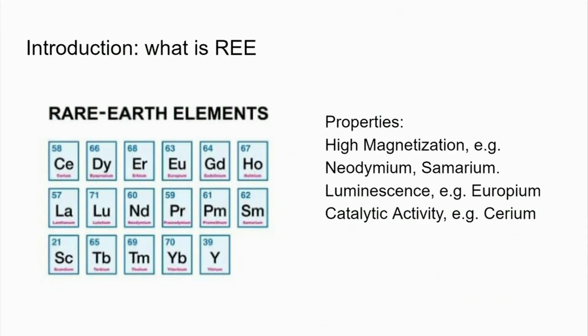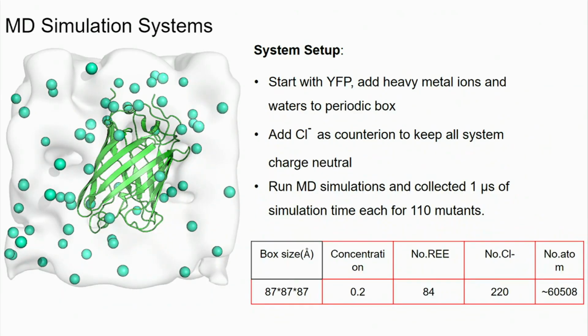And the last one is our data, which is MD simulation data. We ran the MD simulation system. We set up the simulation systems, and for each protein we made 110 mutants as single mutants.